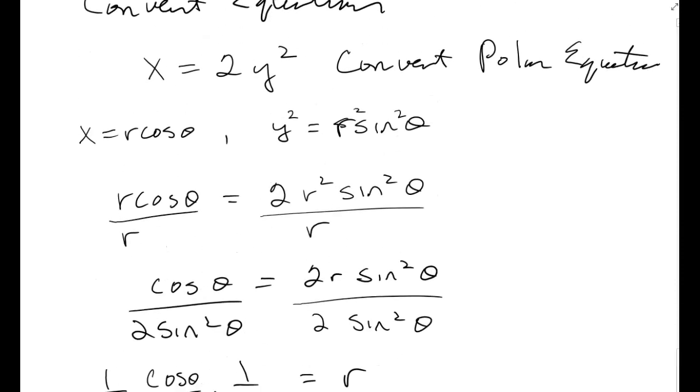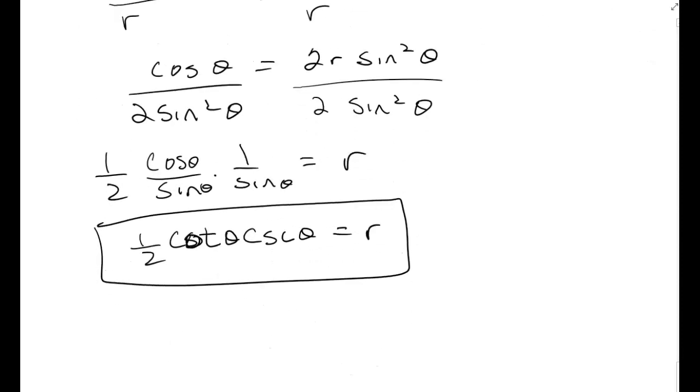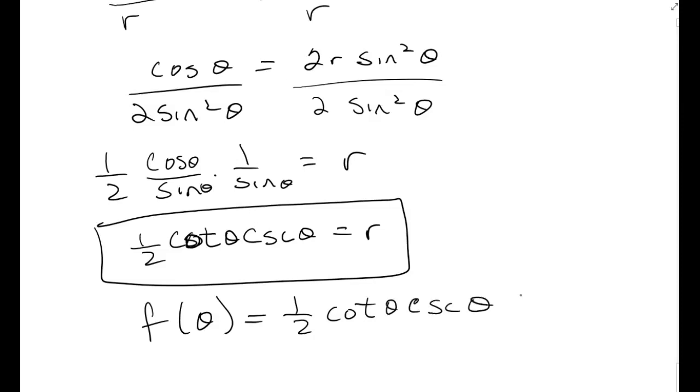So x equals 2y squared actually is the same equation as r, or we can call it f of theta equals 1/2 cotan theta cosecant theta in the polar coordinate system.